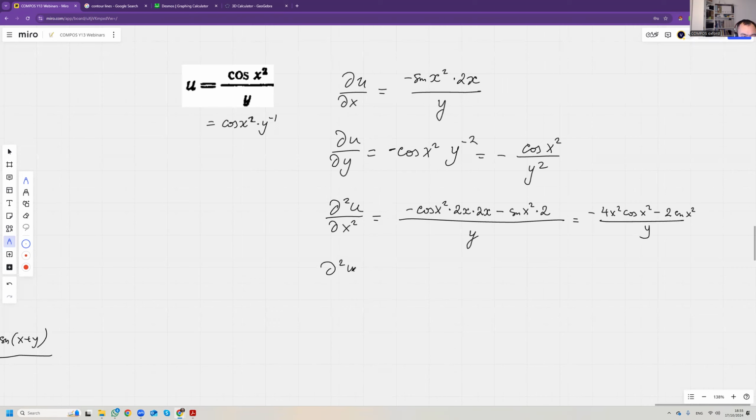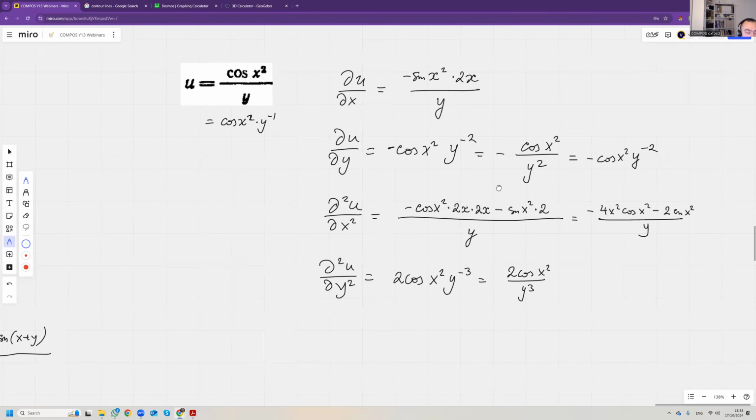Now ∂²u/∂y². We differentiate this with respect to y. This can be written as minus cos(x²) y to the power minus 2. So that's going to be 2 cos(x²) y to the power minus 3, which is 2 cos(x²) divided by y³.